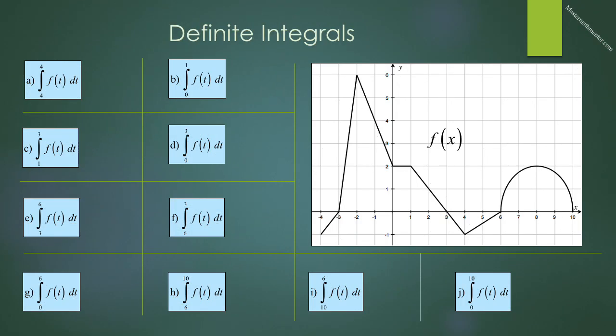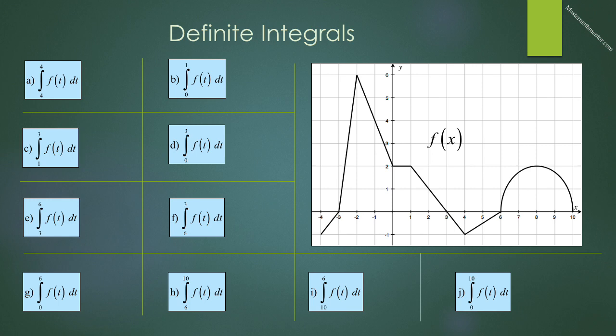In number 1, you are given a piecewise function called f of x, defined on the interval -4 to 10. The function is defined as a series of straight lines along with a semicircle. There are a number of definite integrals you are to calculate, and since we are working with lines and a semicircle, these turn out to be geometry problems.